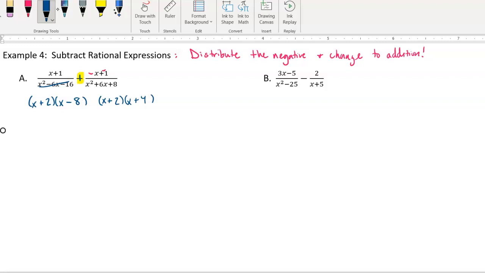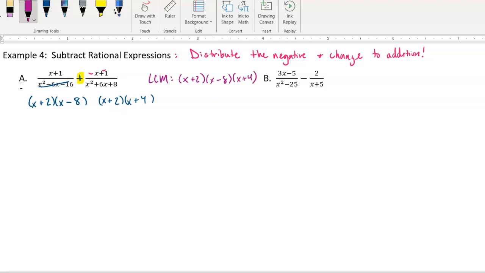All right, so now remember from yesterday, we're going to identify what our LCM is. In this case, we start with that first fraction. We have x plus 2, x minus 8. The second fraction, we have the x plus 2, but we don't have an x plus 4. So we need to add that in there.